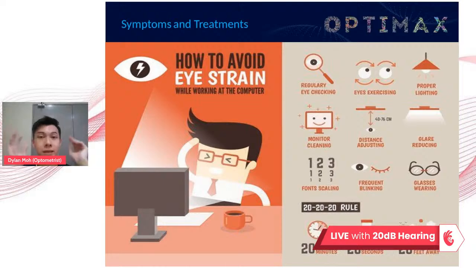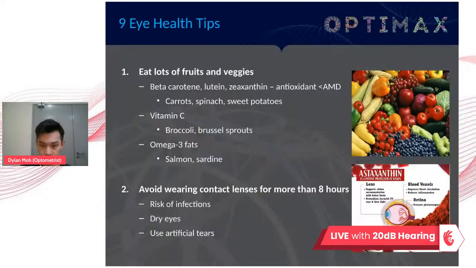Frequently blink your eyes, yes. Whenever you feel your eyes dry, just try to blink, and then you may feel much more comfortable, as it lets the tears reform again. And then glasses wearing, if you do have power. All right. So, okay. Those are nine interesting eye health tips that you can practice to have very good vision.